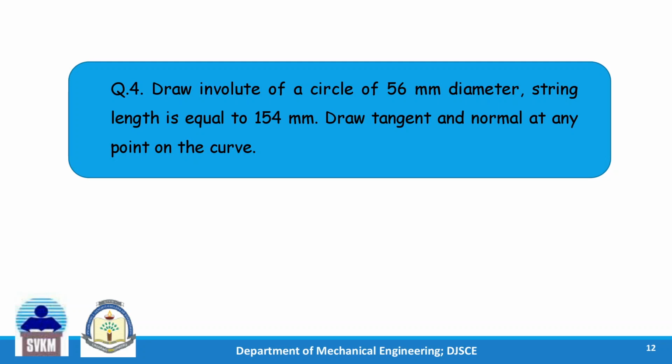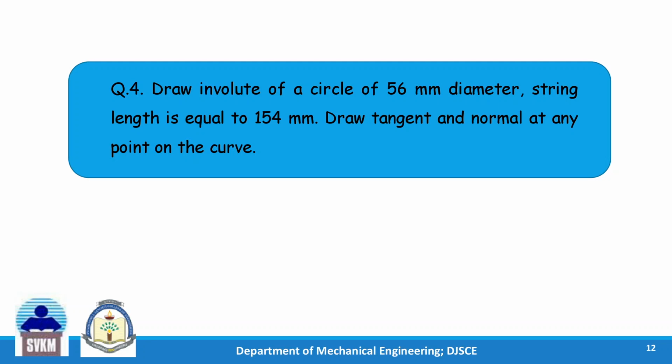Draw involute of a circle of 56 mm diameter. String length is equal to 154 mm. Draw tangent and normal at any point on the curve. See now here, just calculate here the circumference. The diameter is given as 56 mm. So circumference will be equal to pi into 56. It is coming around 176 mm. Around 176 mm approximately. And given length of the string is 154. You see that the string length is shorter than the circumference of the circle.